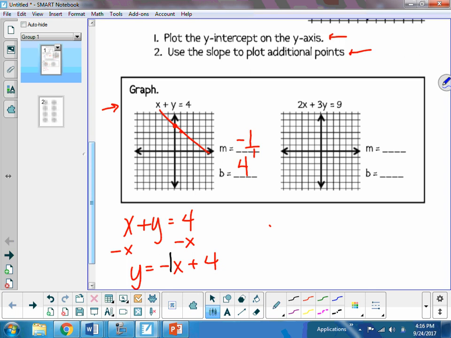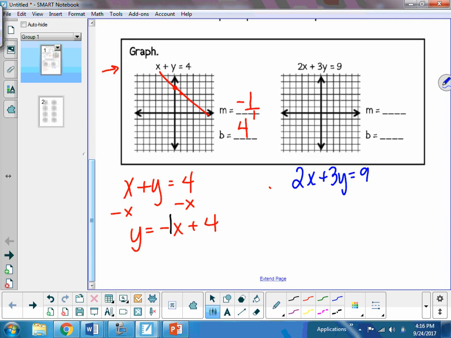Okay, let's think about the problem on the right. Again, y is not by itself. We're going to do a little bit of work here. So we have 2x plus 3y equals 9. Let's work on getting y all by itself. I meant y is not isolated. So I need to get y all by itself, which means I need to get this 2x to the other side. So how do I undo the positive 2x? I need to subtract 2x. We have 3y equals -2x plus 9.